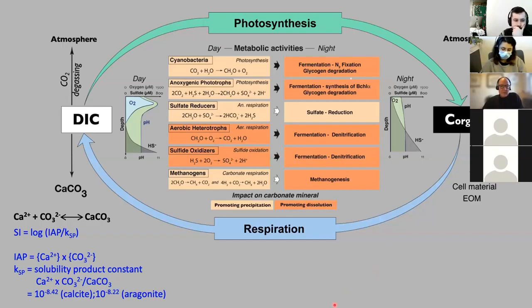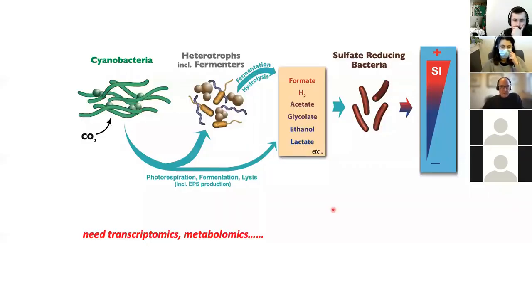It gets a little bit more complicated, though, if you look at the nuts and the bolts, and I'm not going into detail, but just as an example. So you have the CO2 fixation by the cyanobacteria. They may excrete some of the organic compounds that they produce during CO2 fixation. Heterotrophic organisms and fermenters break down the larger molecules to smaller molecules, which then are used by sulfate-reducing bacteria and methanogens, but mainly by sulfate-reducing bacteria in the marine microbial mats, that then ultimately change the saturation index.